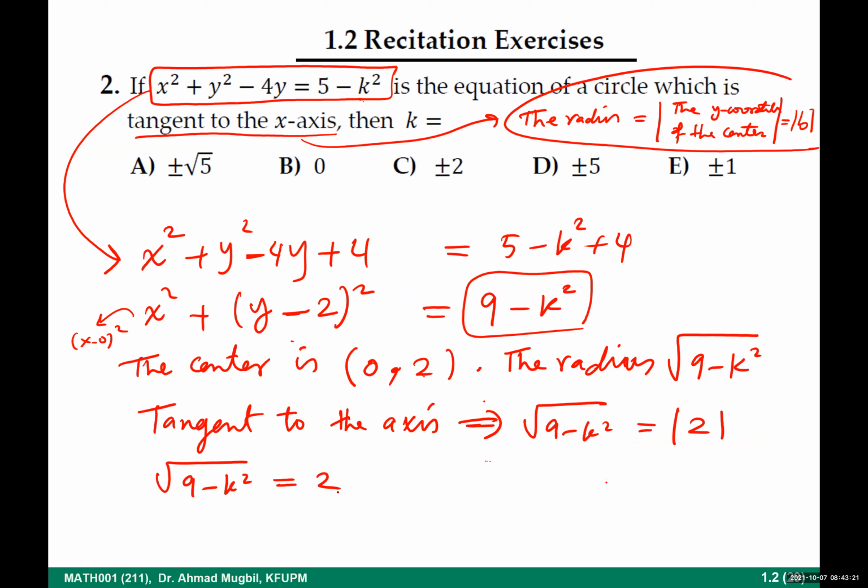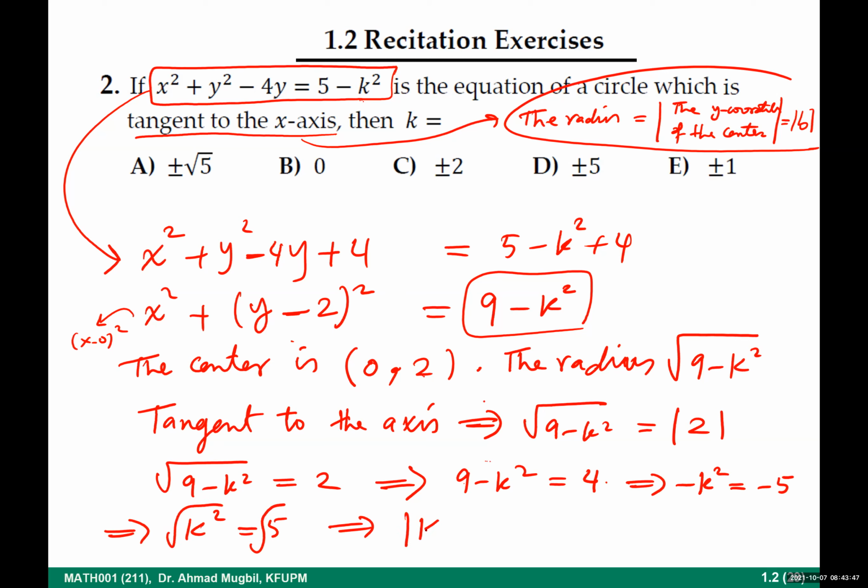Now, how to solve this equation? Square both sides. This implies that 9 minus k squared equals what? 4. Now, this means that minus k squared equals what? Subtract 9 from both sides, it will be minus 5. Multiply by -1, k squared equals 5, so take the square root of both sides. The absolute value of k equals the square root of 5, which means that k is positive or negative the square root of 5. And the answer is, as I showed you before, A.